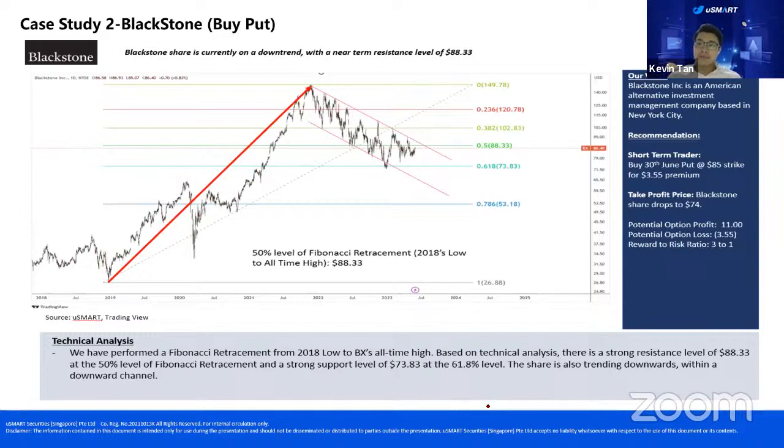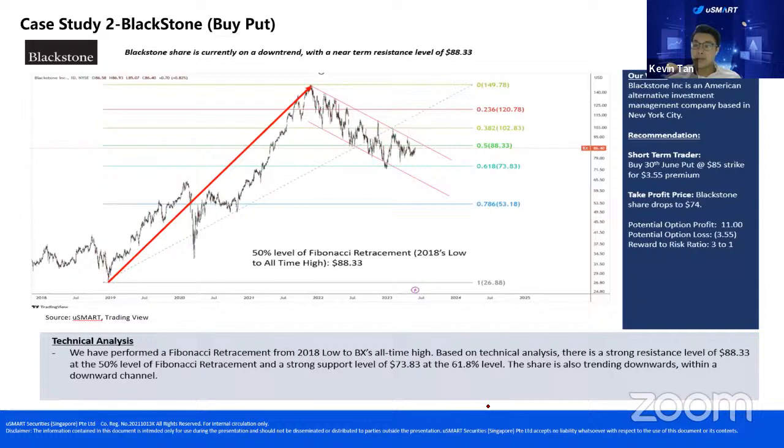So back then, when we recommended this trade, we were of the opinion that the downtrend would continue, and we believed that Blackstone would not go above $88. Our recommendation back then was that investors buy a put option on Blackstone at $85 when Blackstone was trading at $86. And back then the option premium would cost you $3.55.